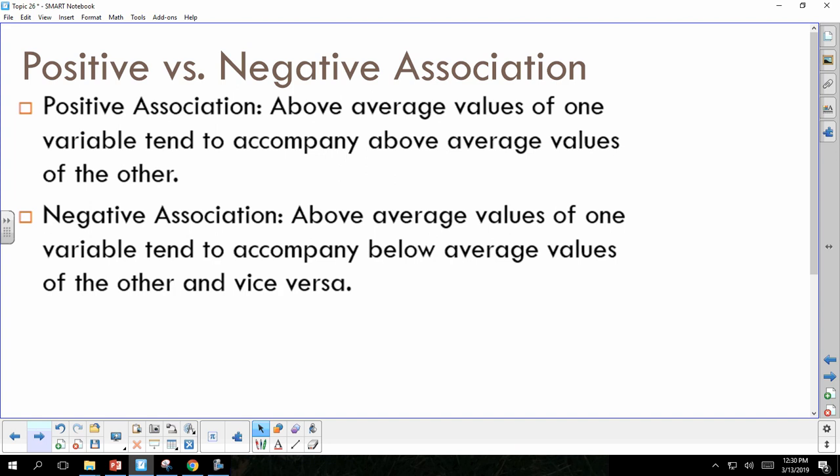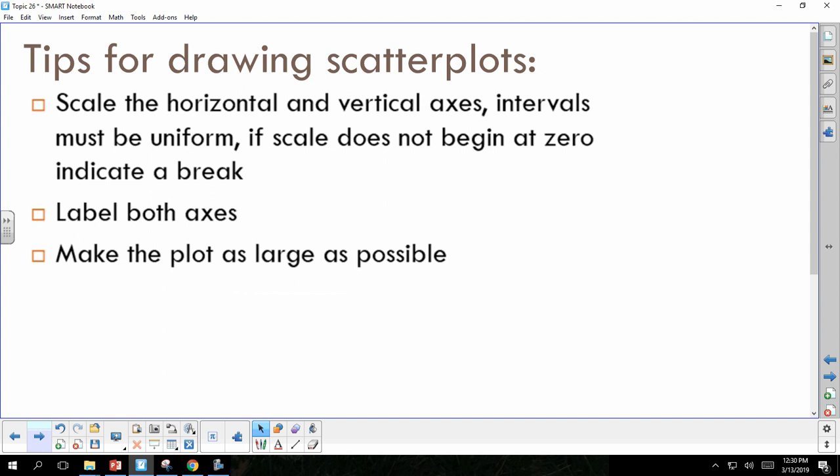All right, positive or negative. So this is another thing that doesn't necessarily need to be written down. This is common sense. You're all in an AP class, so this should be straightforward. Positive association: above average values of one variable tend to accompany above average values of the other. Negative association: above average values of one variable tend to accompany below average values of the other, and vice versa.